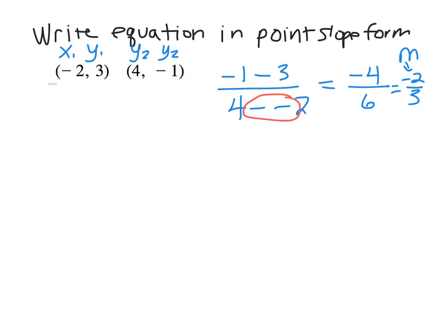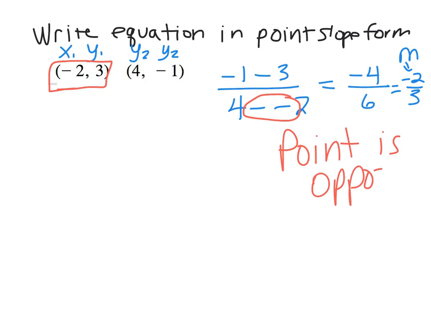It doesn't matter which point I pick. I'm just going to pick one. So I'm going to go ahead and just decide that this is the point I'm going to write my equation with. The biggest thing on point-slope form is to remember the rule. Point is opposite. As long as you can remember point is opposite, point-slope formula will be your friend.